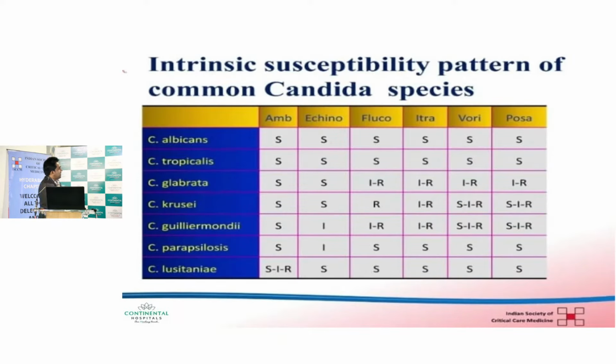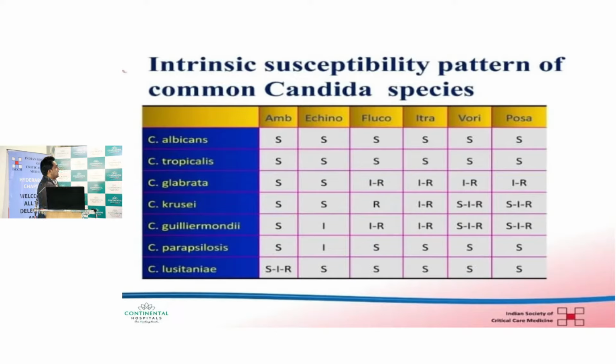So we should know the intrinsic sensitivity pattern of common Candida species. If you remember this slide, this is an important slide. Candida albicans and tropicalis, which are the predominant fungi we have, are pan-sensitive. These are sensitive to azoles, echinocandins, and amphotericin B. Glabrata and krusei are getting resistance to fluconazole and itraconazole. However, they are still retaining their sensitivity to voriconazole.